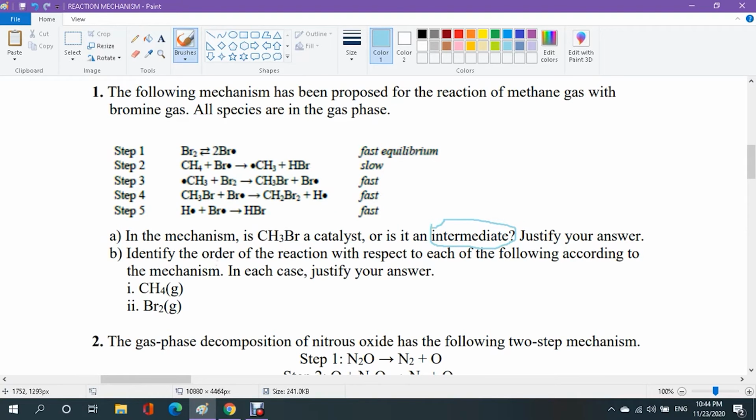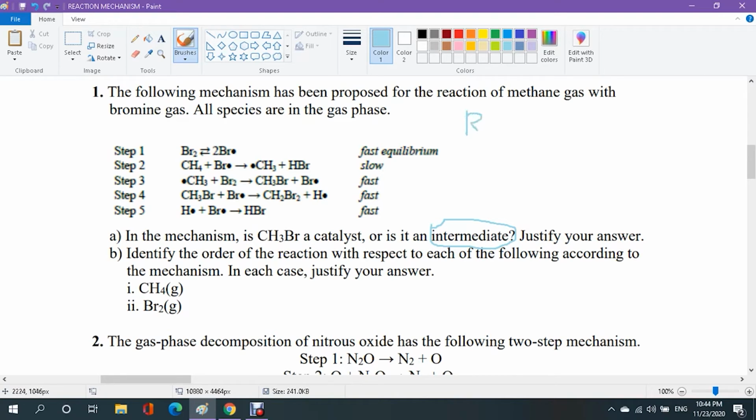So now let's do part B. Identify the order of the reaction with respect to each of the following according to the mechanism. In each case, justify your answer. So they want the order of something. So for the order, they mean rate law. So as I said in the previous video, for the rate law, we only look at the slow step.